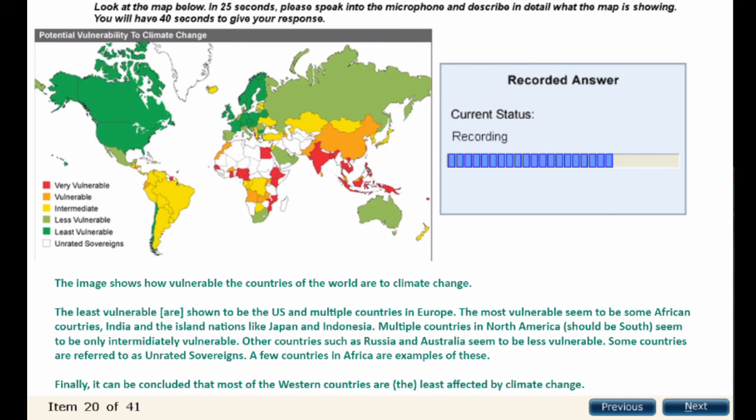Some countries are referred to as unrated sovereigns. A few countries in Africa are examples of these. Finally, it can be concluded that most of the Western countries are least affected by climate change.